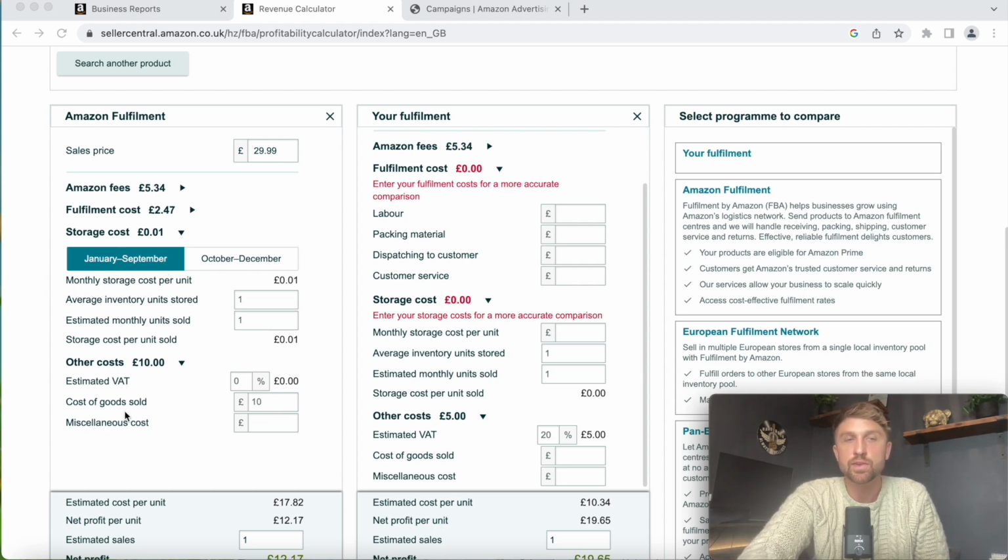So we move down cost of goods sold. So my landed cost is £10. So that's factored in the cost of the unit, the cost of VAT, duty and shipping. So it works out at £10 per unit.